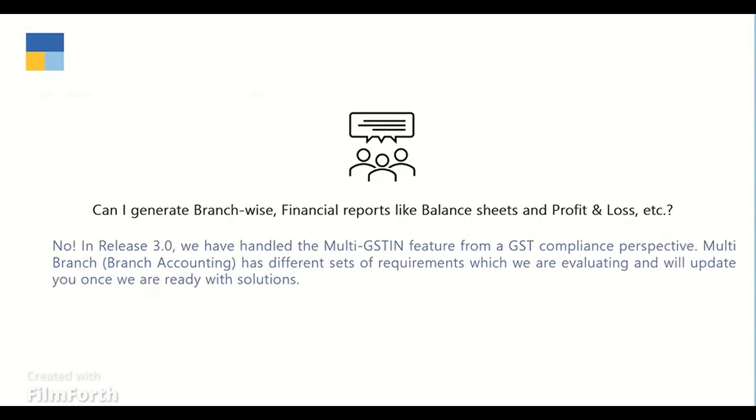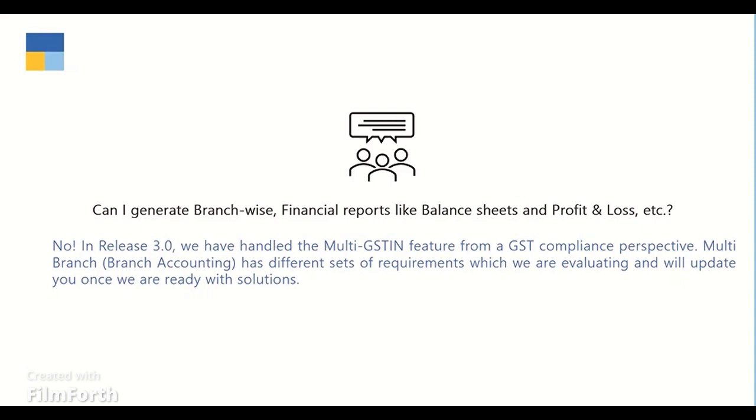The next is, can I generate branch-wise financial reports like balance sheet and profit and loss account, etc.? This is very important. Partners need to understand this. The moment you say, okay, I have multi GSTN, this could go in the market saying we have now a multi-branch solution. It is not a complete multi-branch solution, because multi-branch and multi-GSTN requirements and solutions are two different requirements and different solutions.